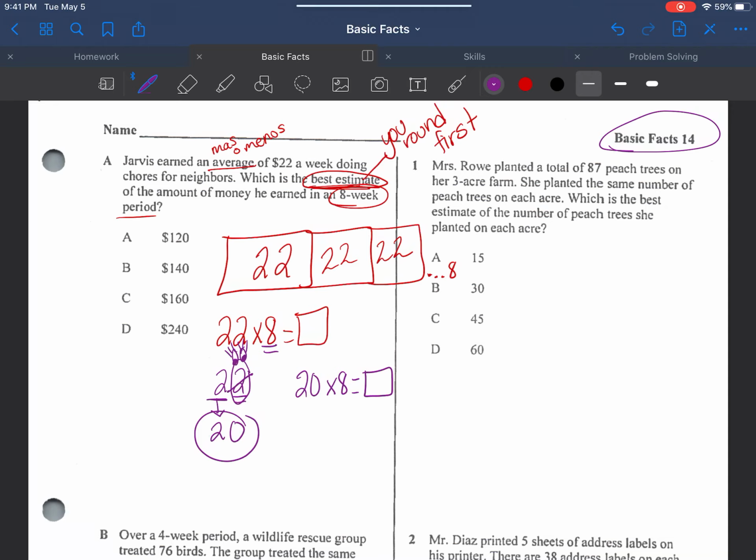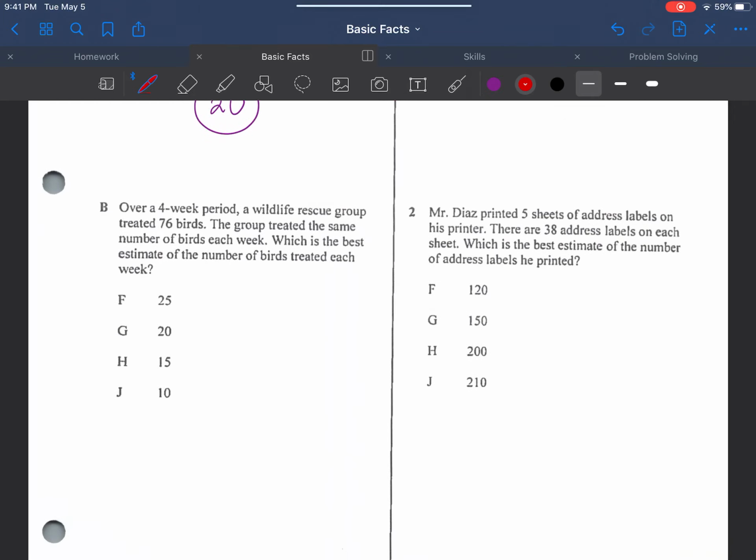And we are multiplying times 8. We cannot round the 8. Why not? Because it only has 1 digit. Remember, to round, we always have to circle the number to the right. And the 8 does not have a number to the right, so we do not round it. 8 times 2, that is 16. Quito, pongo. So my answer will be $160.